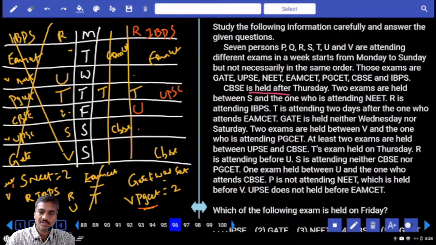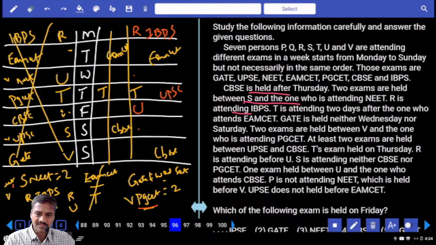Look at the information once more. CBSE is held after Thursday, with 2 examinations between S and NEET. Now between S and NEET there must be exactly 2 examinations. NEET is before this V. Hence, where should this NEET be? Can you take NEET at this place?